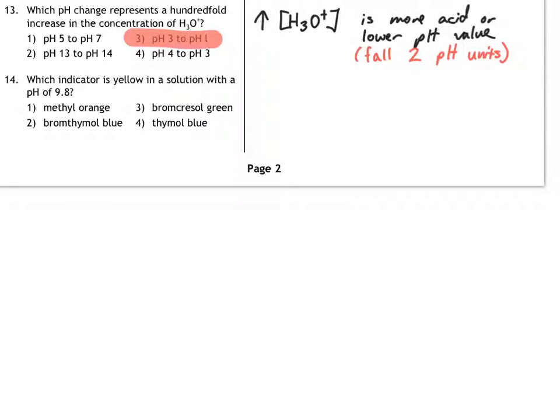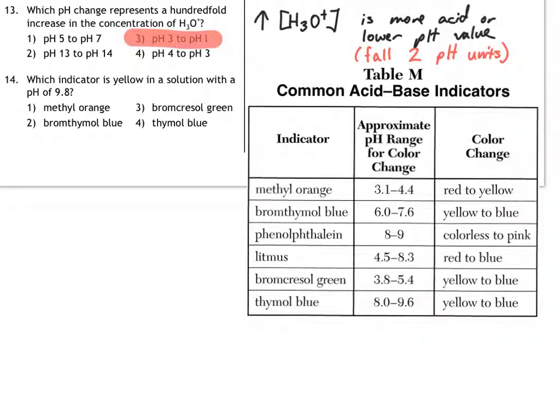And number 14, which indicator is yellow in a solution with a pH of 9.8? Let's check Table M. So the solutions that turn yellow on their upper endpoint would be maybe methyl orange. It's really my only option that turns yellow on the upper endpoint, where 9.8 would be. Basically, it turns yellow at 4.4, so 9.8 is above that. So methyl orange works.